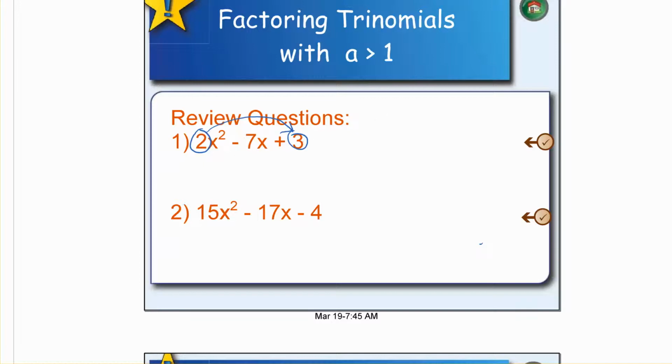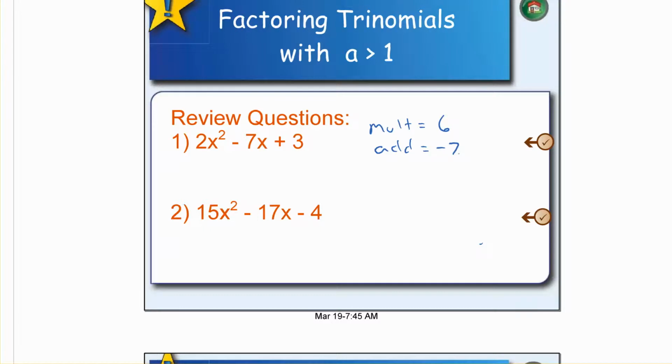I need something that's going to multiply to 6, and I need something that's going to add to negative 7 still, just like the other one. So that's what I'm looking for. First thing I'm going to do is ask, all right, what are two numbers that multiply to 6 and add to negative 7?